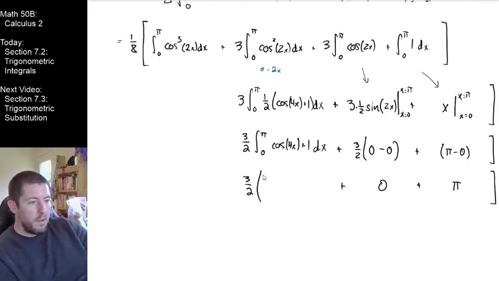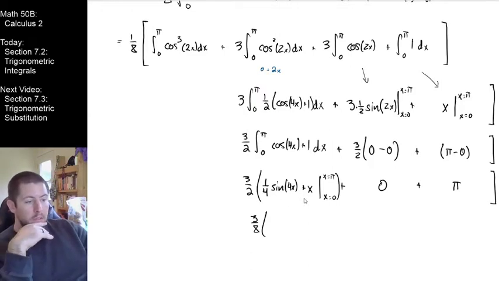3/2 times, what are we going to get here? The integral of cosine is sine, but I know if I were to take the derivative of sine of 4x, I would get 4 cosine 4x, so I need to introduce a 1/4 to counteract the chain rule right there, plus x. The integral of 1 is x, and we're evaluating this from x equals 0 to x equals pi. And so what are we going to get here? 3/8 times, when I plug in pi, sine of 4 pi is 0, plus pi minus, when I plug in 0 into sine, oh, wait a second right here.